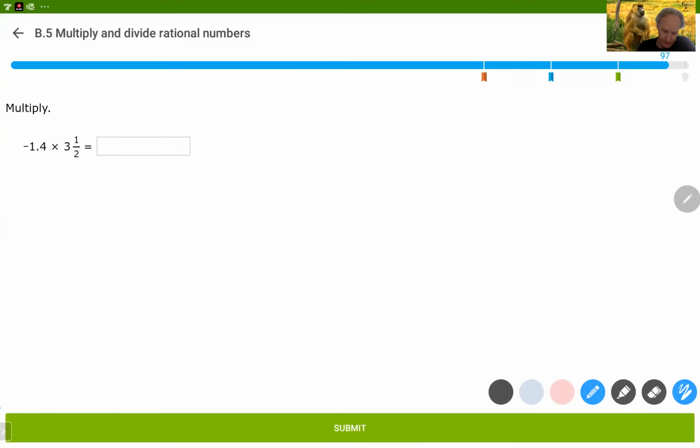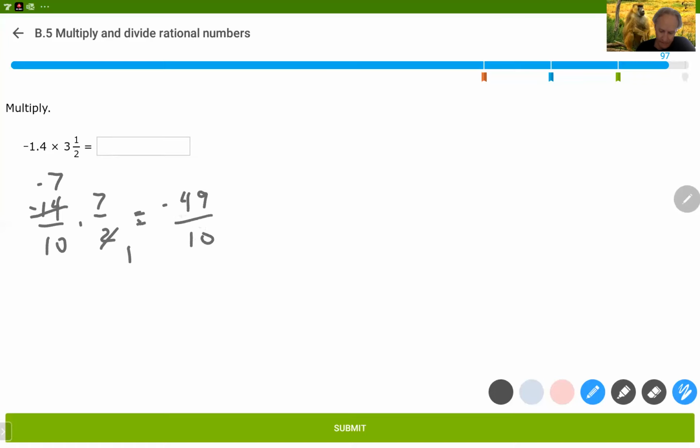And we're almost done. How about we write this as a fraction? How about we write negative 14 over 10 times 7 over 2. One little simplifying I can do. 2 goes into 2 once, and 2 goes into negative 14, negative 7 times. That's negative 49 over 10.